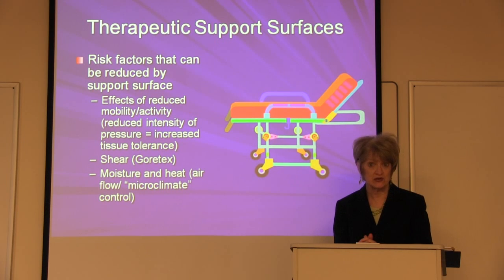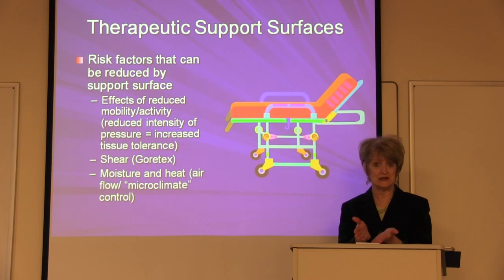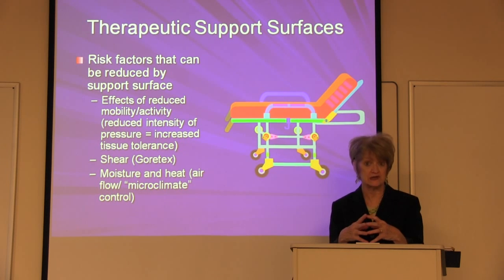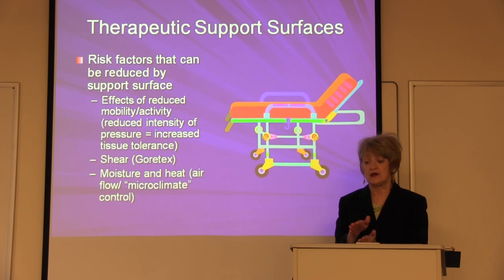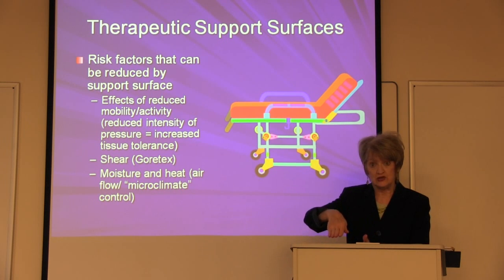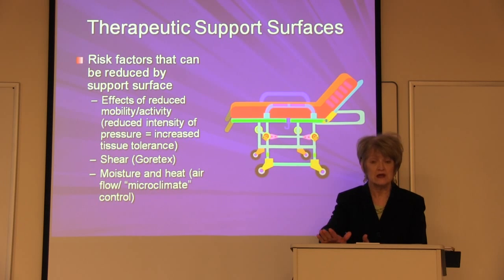The third risk factor that is addressed by some, though not all, support surfaces is moisture. We talked a lot about the negative impact of overhydration on the skin. We talked about the fact that when the skin's overhydrated, the cells lose tensile strength. That when your skin is overhydrated, you tend to drag against the surface instead of gliding against the surface. So we talked about how important it is to keep the skin surface dry as opposed to wet.